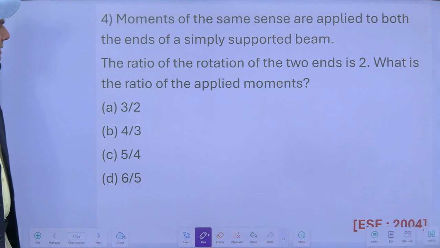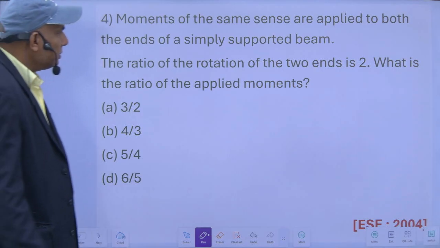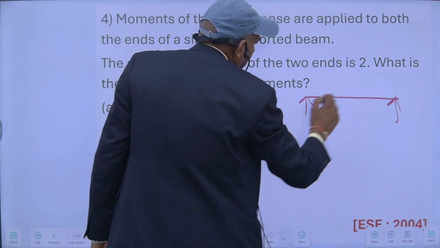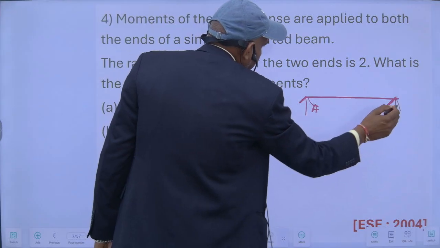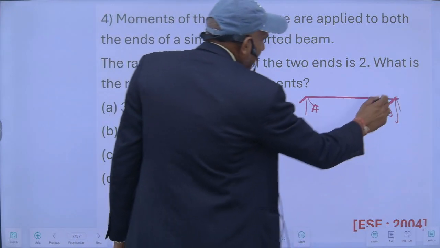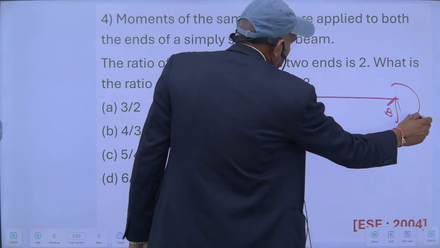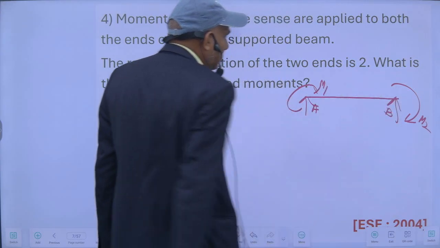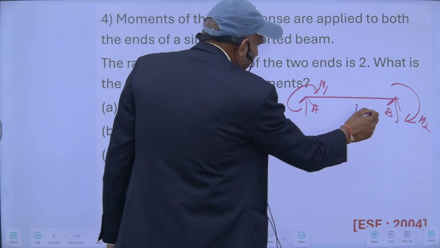Moments of the same sense are applied to both the ends of a simply supported beam. The ratio of the rotation of the two ends is 2. What is the ratio of the applied moments? So this is a simply supported beam, this is A, this one is B, and there is a moment. Say this is M2 and this is M1, the direction of both is the same, and L is the length.